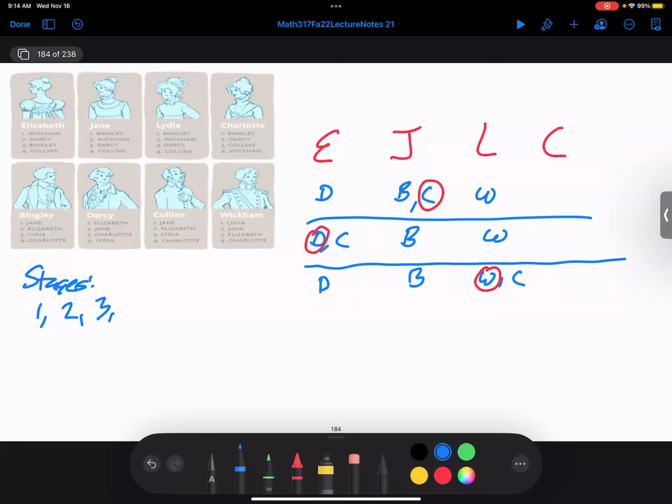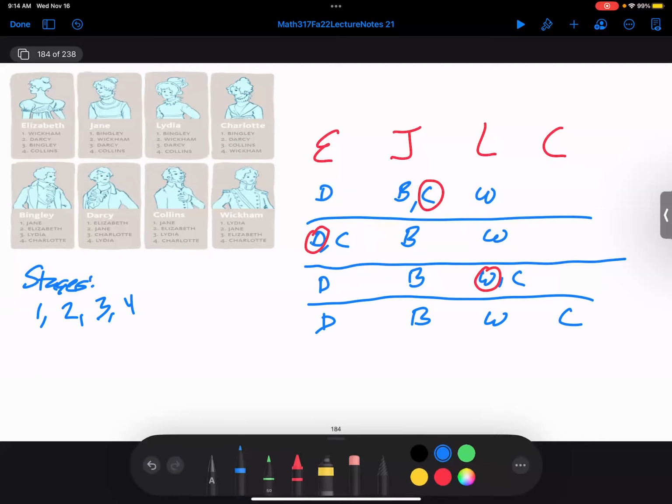And so now we're on the fourth stage. And so Darcy, Bingley, Wickham, and Collins has no choice, proposes to Charlotte. And at this point, everyone now has a proposal. And now that everyone has a proposal, now we lock in. And we now have our assignment. So Elizabeth gets Darcy, which I do remember worked out. And then Jane has Bingley, Lydia has Wickham, Charlotte has Collins.